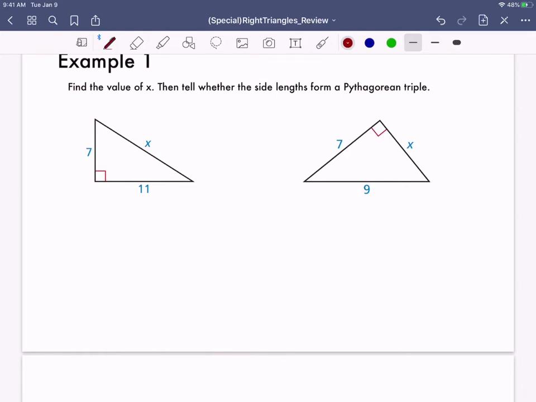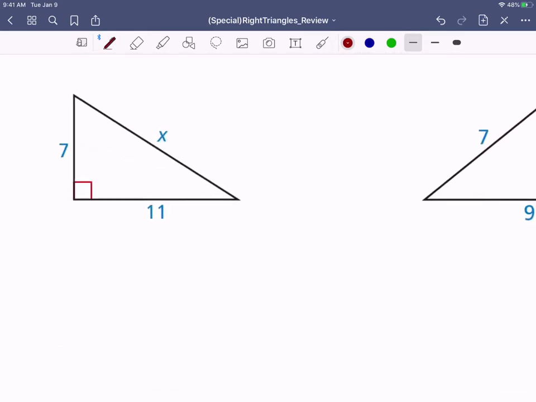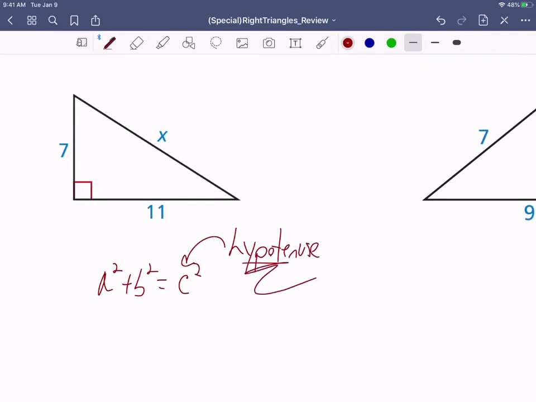One thing that they do ask us to do here is not only find x, but to determine if the side lengths form what's called a Pythagorean triple. That's when all of the sides of your right triangle are whole numbers. Okay, so the Pythagorean theorem, as you've probably studied, would be a squared plus b squared equals c squared. C is the hypotenuse, and it's also known as the longest side.